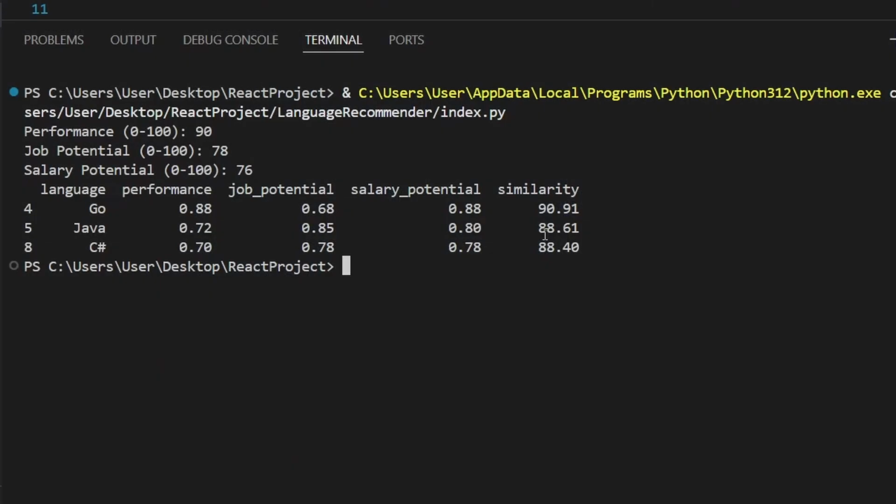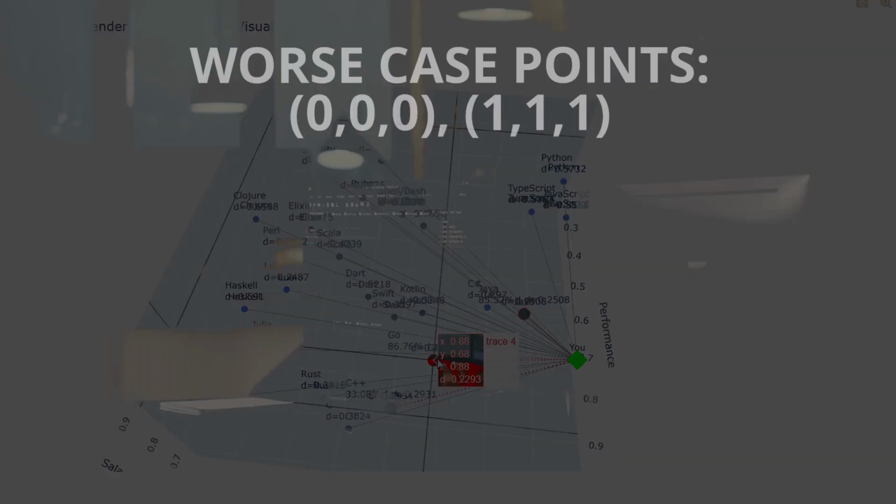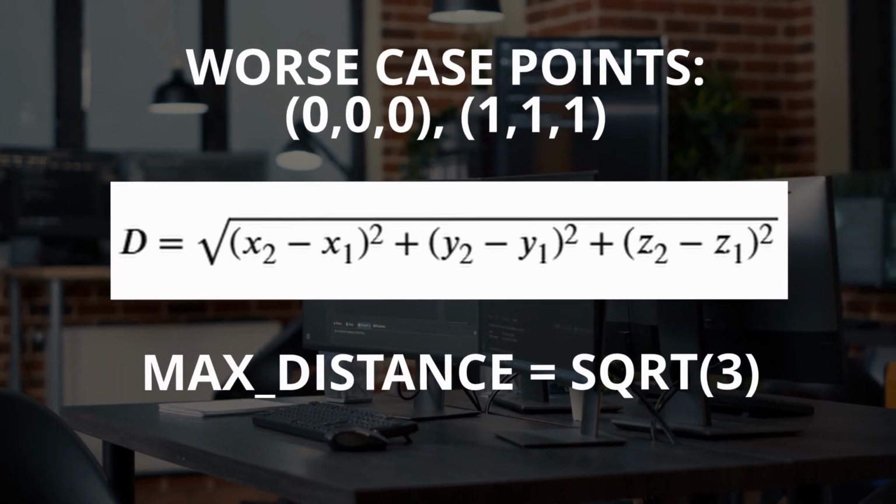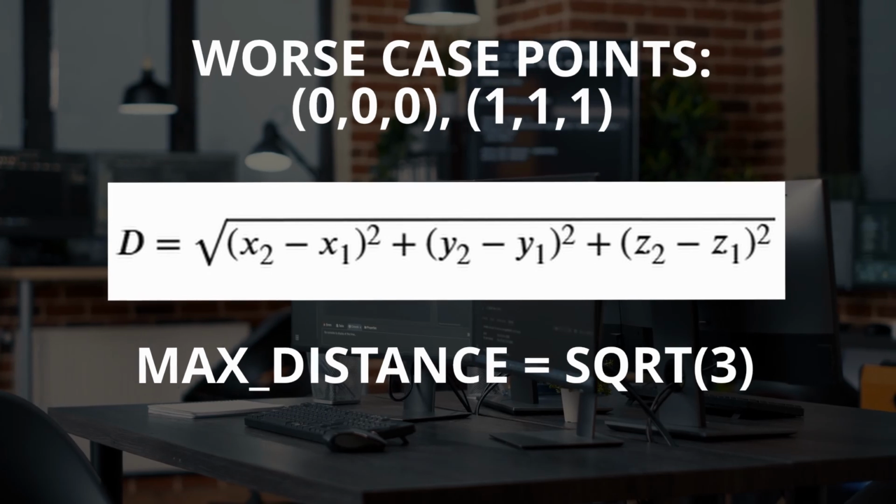So how does distance become a percentage? You take the maximum possible distance in this space, which is square root of 3, the diagonal from corner to corner, and you normalize against it.